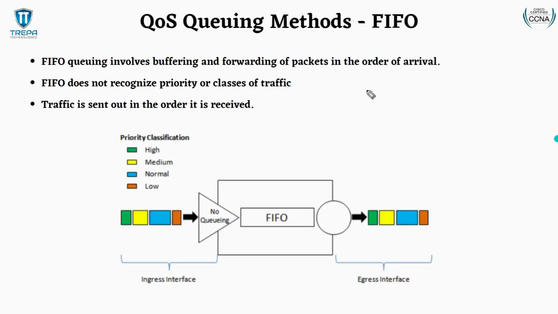Okay, and then let's go over the individual slides for the queuing methods. So FIFO, this is where there really is no queuing. It's first come, first serve, or first in, first out. So traffic comes in, it goes out in the order that it's received.